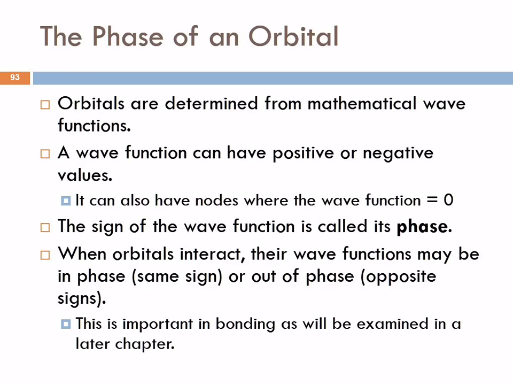Okay, so orbitals are determined from mathematical wave functions. And the wave function can have a positive value or a negative value. It can also have nodes, and in the node, the wave function is 0. So the sign of the wave function is called the phase. And just like waves in the water or the waves on that piece of string, these waves can interact with each other, and they can interfere constructively or destructively. So when orbitals interact, and this is going to be the orbitals of one atom interacting with orbitals of another atom, they can be in phase or out of phase. And we'll be looking at this later when we talk about bonding.